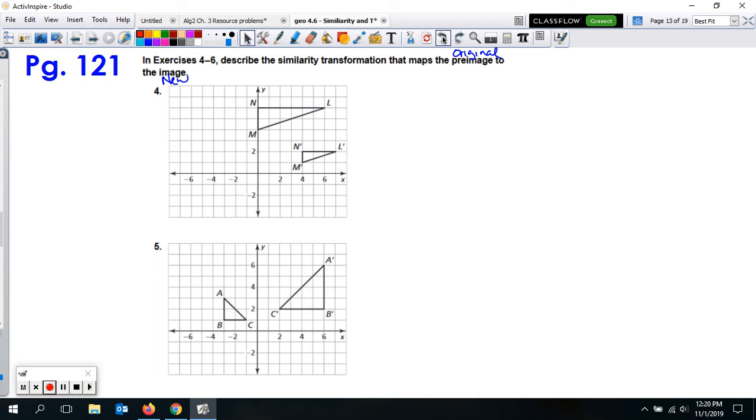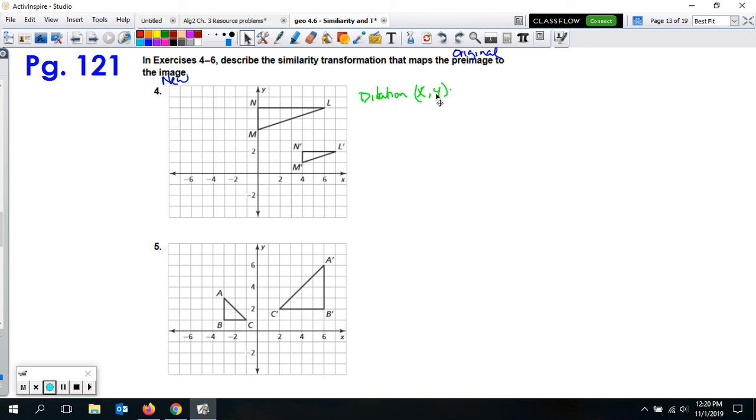And so we know the original one, the pre-image, is just these points there. We've got L, M, and N. So that would be our original one. The prime points here would be the new one, the image. So what did we do to go from here to here? Well, first of all, you want to see that the shape got smaller. It got reduced. So there's a dilation to be done. So the first thing is there's a dilation.